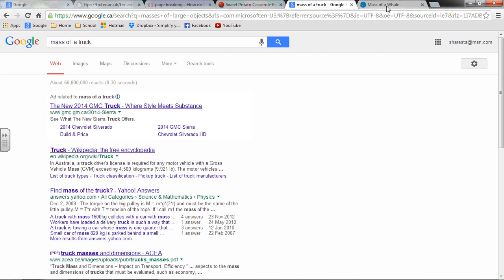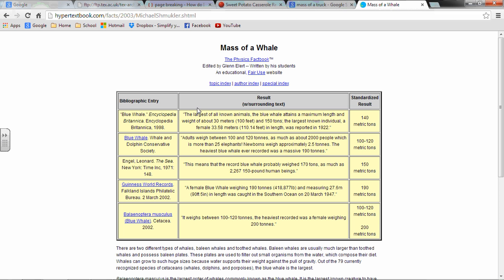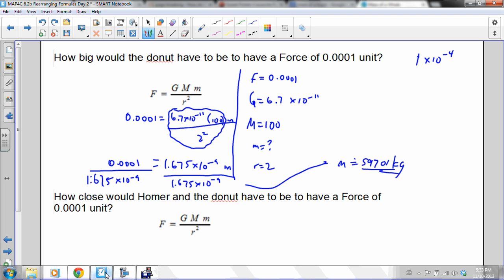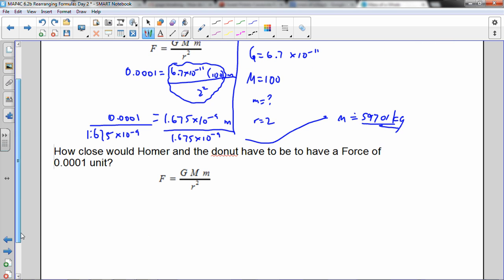The next thing I thought is maybe it's whale sized. And a blue whale is the hugest whale. It's the hugest mammal on Earth. And the largest of all known animals, the blue whale, was 140 metric tons. So that's 140,000 kilos, right? And this donut was about 60,000 kilos. So this is a small whale sized donut that would give that force of gravity between Homer and the donut. So that's pretty cool. That's a pretty neat number.